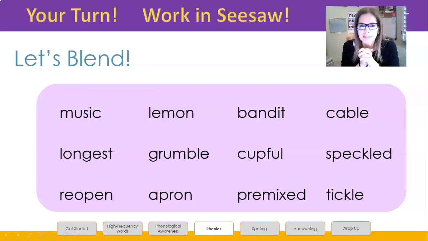Your evidence, and I will be looking at your Seesaw page. I'm not looking at your Edpuzzle score. I'm looking in your Seesaw on this page, on this picture. Did you divide the word into syllables? And did you read it to me? Don't just read it to me. I want you to divide the words. Do the work. Do the work. Okay, I promise it's going to pay off.